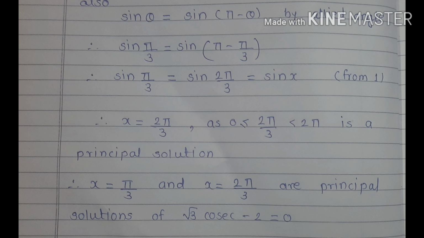Therefore, x is equal to 2 pi upon 3 as 0 is less than or equal to 2 pi upon 3 less than 2 pi, is a principal solution. Therefore, x is equal to pi by 3 and x is equal to 2 pi upon 3 are principal solutions of root 3 cosec x minus 2 is equal to 0. As the right hand side of the given equation is positive, the values lie in the first quadrant and second quadrant for sine.